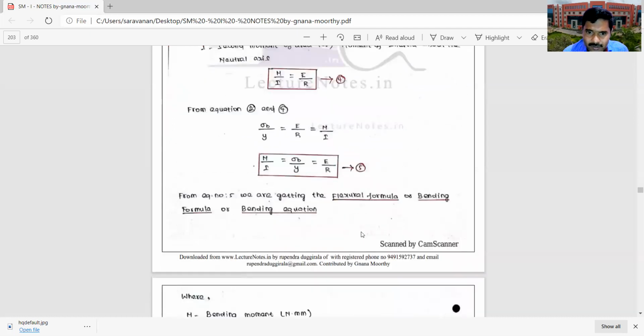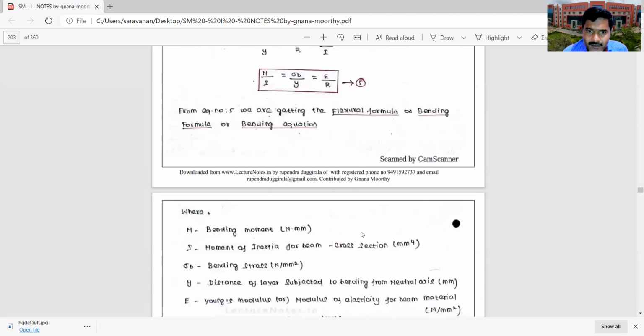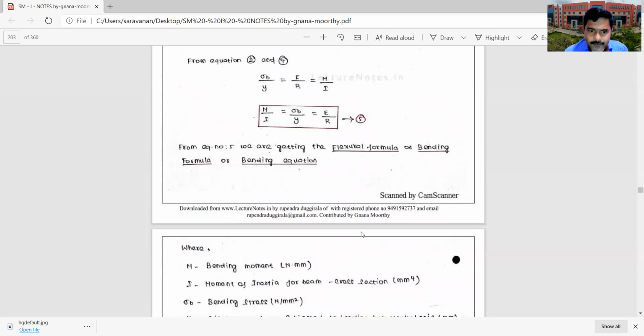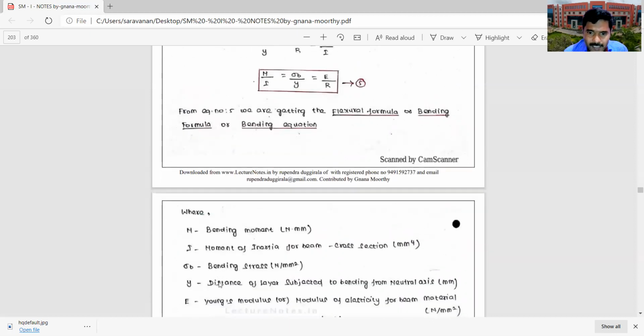M by I is equal to sigma by Y is equal to E by R, where M is nothing but bending moment. What is the unit? Newton mm. Bending moment is load into distance. Load in Newton, distance in mm or meter: Newton meter, Newton mm, kilonewton meter, kilonewton mm. And I is nothing but the second moment of area or moment of inertia for the beam cross section. I is in mm power 4.